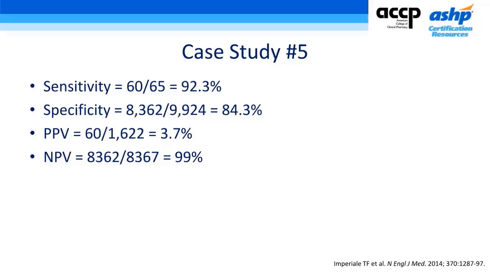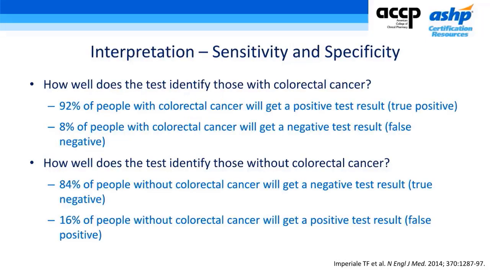So for case 5, this slide depicts the calculations from our 2x2 table for sensitivity, specificity, positive predictive value, and negative predictive value. So much like we did before with the measures of effect, how do we interpret the sensitivity, specificity, negative predictive value, and positive predictive value in words? So for sensitivity and specificity, how well does the test identify those with colorectal cancer? So 92% of people with colorectal cancer will get a positive test result.